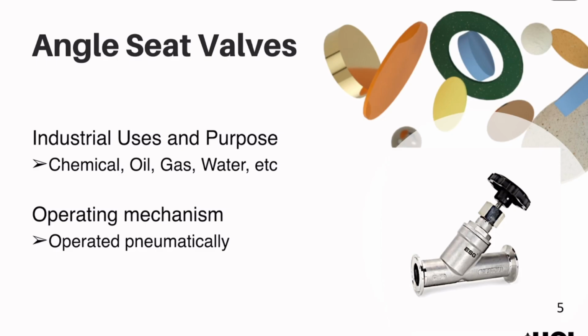The angle seat valve is used in the food, chemical, oil, gas, water, and wastewater industries. With regard to the operation mechanism, it's operated pneumatically, and this allows the piston actuator to be controlled. It has various control modes: normally open, normally closed, and double action.